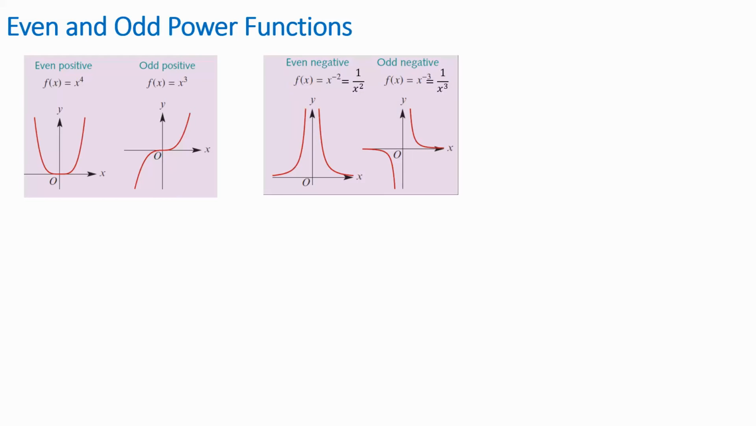And then we go to negative even, negative odd. So let's say I have 1 on x squared versus 1 on x cubed. Same thing in a logical sense. 1 divided by x, the only thing that you can't have is 0. That's why you have an asymptote for both.